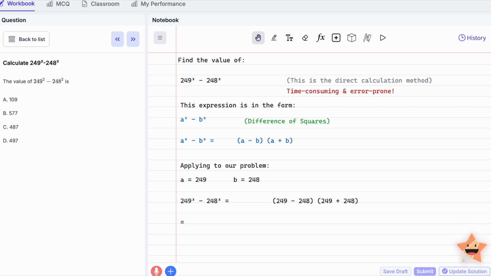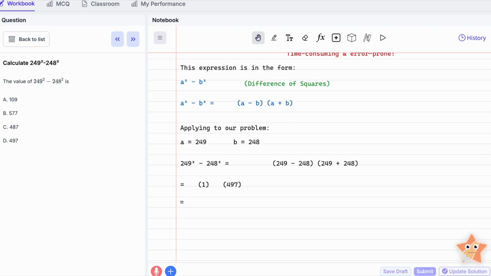Let's calculate the value of the first bracket. 249 minus 248 is simply 1. Now for the second bracket, 249 plus 248. 9 plus 8 is 17, carry the 1. 4 plus 4 is 8, plus 1 is 9, 2 plus 2 is 4. So we get 497.